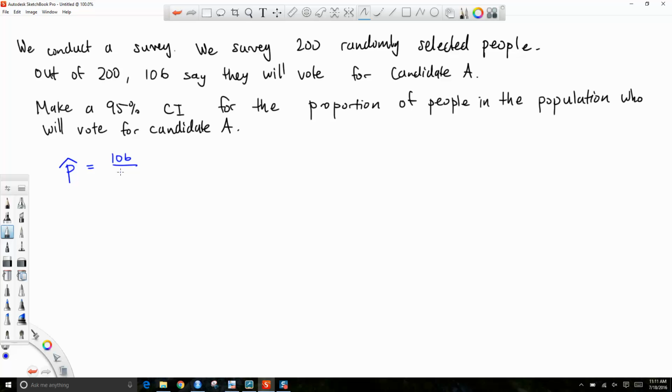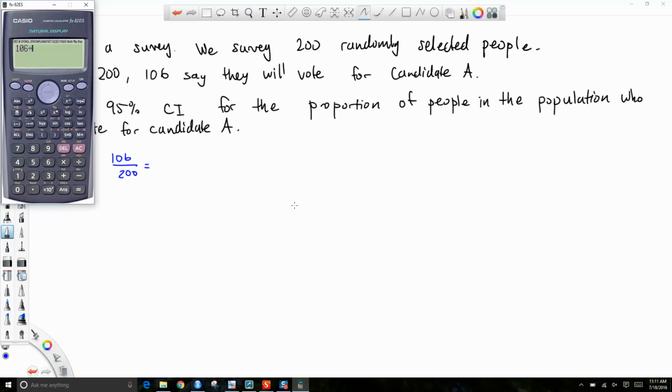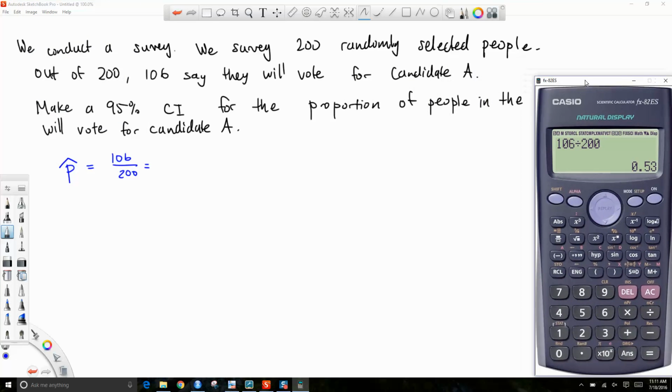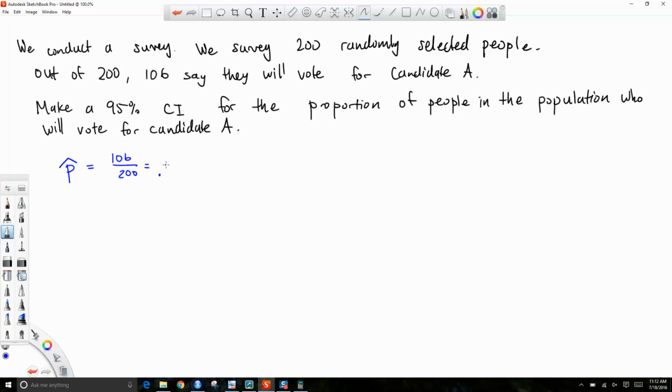106 divided by 200. We get a sample proportion of 53%, I believe. Okay. 0.53. Okay, so p-hat is 0.53. Okay, so we're going to make a 95% confidence interval, so that's going to be p-hat plus or minus z star. Okay, so we have p-hat is 0.53.